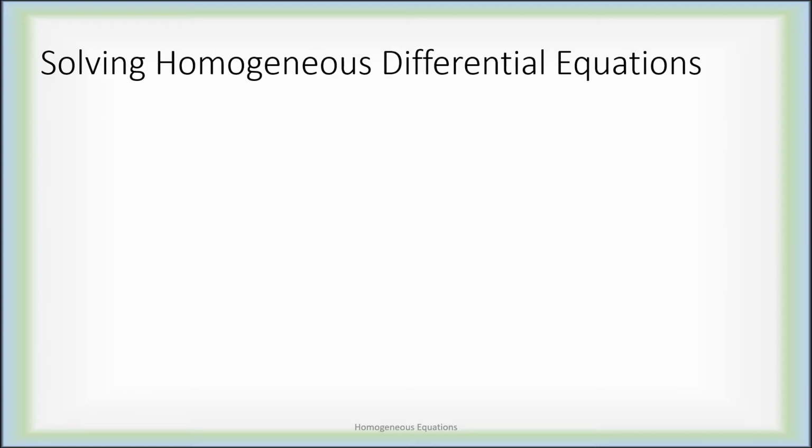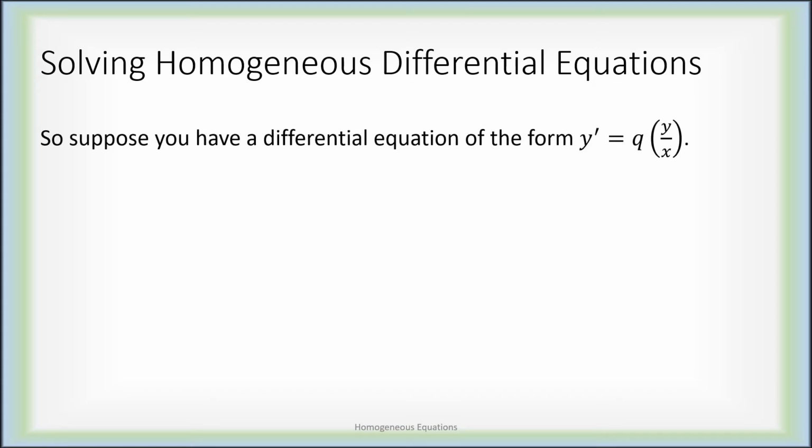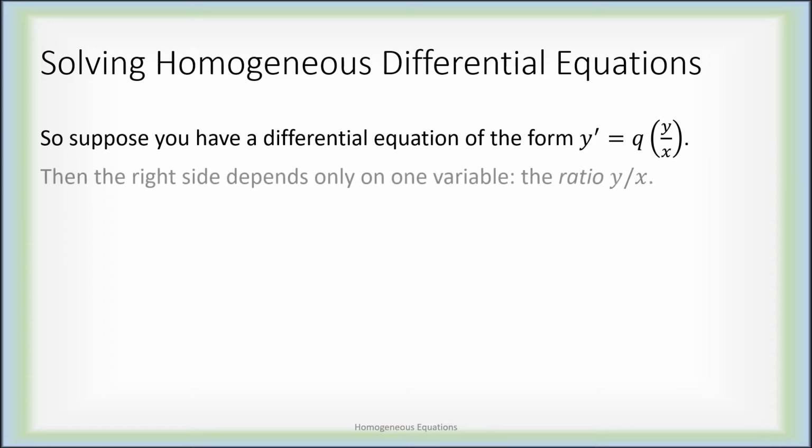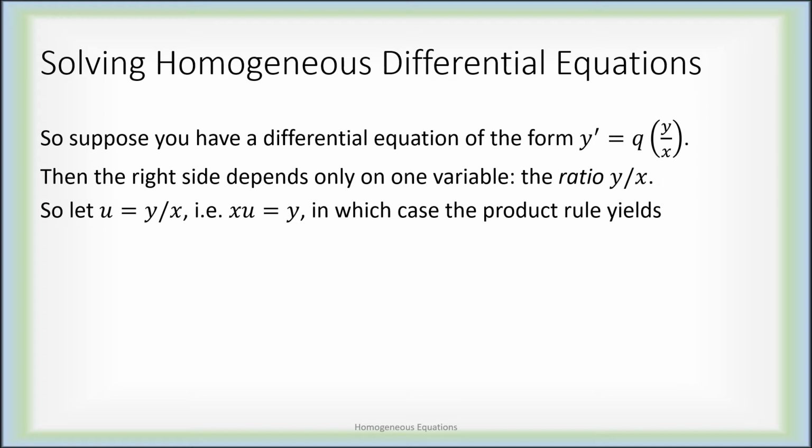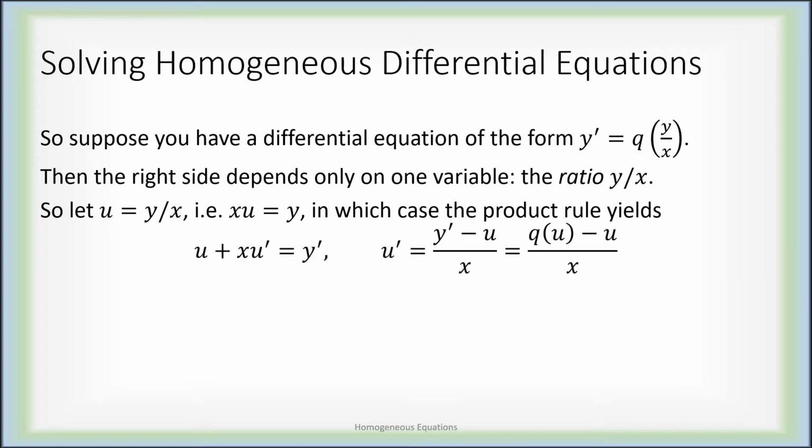Well, how can we solve homogeneous differential equations where we mean our new definition of homogeneous? So suppose I have a differential equation where y prime is some function of the ratio y over x. The right side depends only on one variable, the ratio y over x. So let's do a substitution where u is that variable y over x. Now multiplying both sides by x produces xu equals y. So I'm going to take a derivative and apply the product rule and get u plus xu prime equals y prime. I can solve this for u prime pretty easily. It's y prime minus u divided by x.